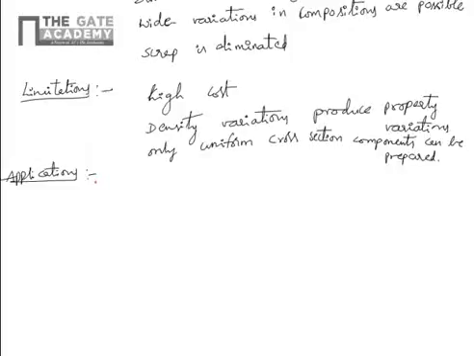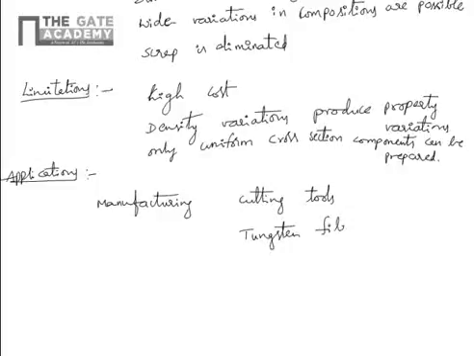Applications. So where do we use this powder metallurgy? This is used for manufacturing cutting tools. Most of the cutting tools are manufactured by powder metallurgy. Tungsten filaments, cams, springs. So these are the applications of powder metallurgy.